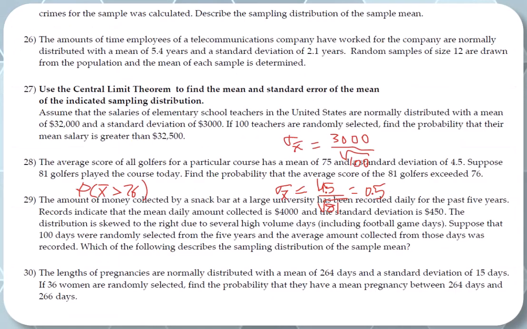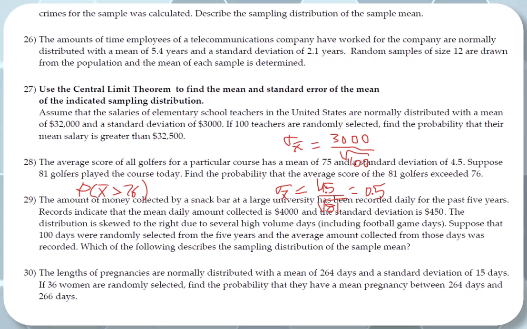26. The amount of time employees of a telecommunications company have worked for the company are normally distributed with a mean of 5.4, standard deviation 2.1. Random samples of size 12 are drawn from the population and the mean of each sample is determined. The question is, describe the sampling distribution of the sample means.